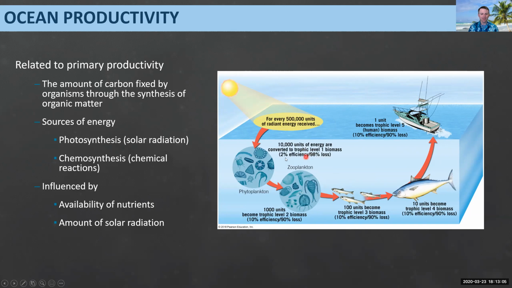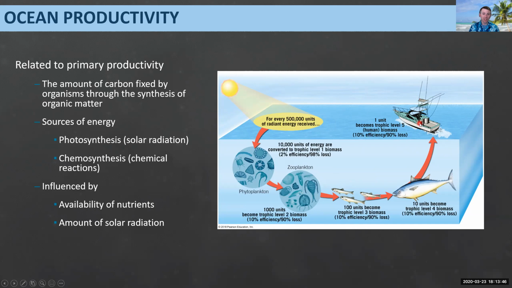From that 2% that survives, the zooplankton eat the phytoplankton, and they're about 10% efficient when they eat that. So that's another 90% loss. So of that original 500,000 units from the sun, there's only 1,000 units of energy left, which then becomes 100 units in the small little fishies that eat these zooplankton, which then becomes 10 units. So think about that. This tuna, for every 10 units that he gains from the fish he eats, it took 500,000 units of sunlight energy.